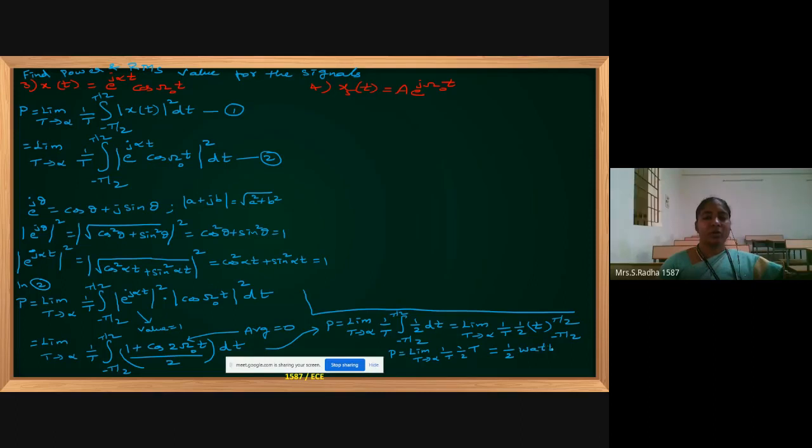No small t or capital T is present, so we need not substitute the limit. Limit is also not used here because the t and t will get cancelled. No t is present, you need not substitute the limits. Only half is there, so half watts is the power value. Now the RMS value, we know, is the square root of power. 1 by root 2 is nothing but 0.707. This is the value for RMS.